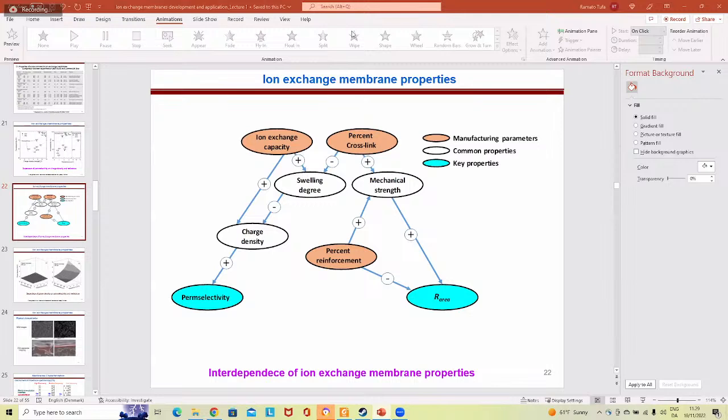Good afternoon, Dr. Ramanto. I'm Nurul Fadila from Bioprocess Engineering. I want to ask you about the effect of types of backbone in the membrane. Do various types of backbone affect the performance of the membrane, or do they just affect the physical characteristics of the membrane? Thank you.